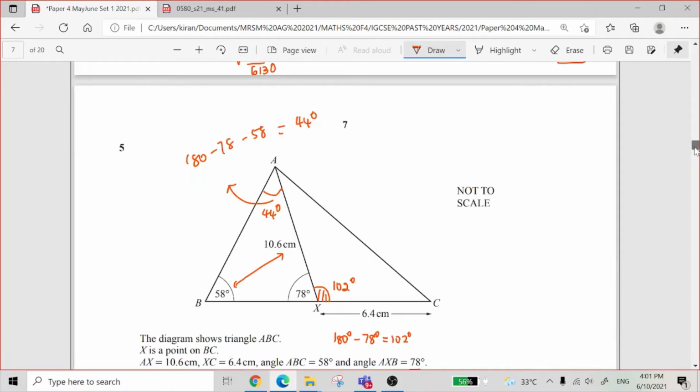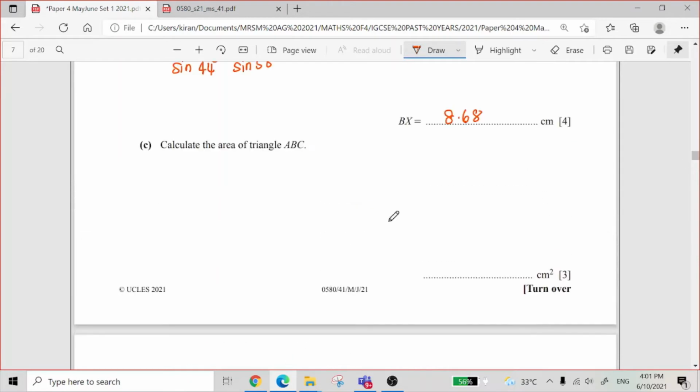Calculate the area of triangle ABC. Okay, so for the area of triangle ABC, make sure that we use the sine formula for the area of a triangle, which is 1/2 ab sine C. C is the included angle. You can't use the formula area of triangle 1/2 times height times base, because this is not a right angle triangle. When it is not a right angle triangle, you can't use the usual formula for area of a triangle, so you have to use the sine formula for the area of a triangle.